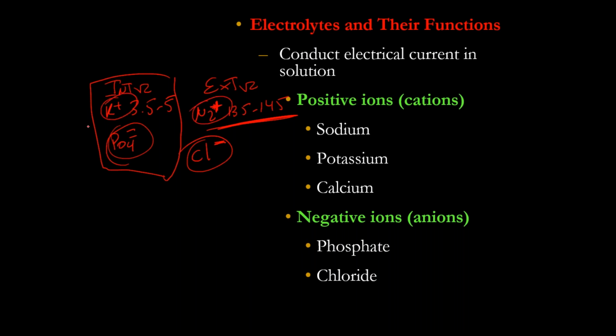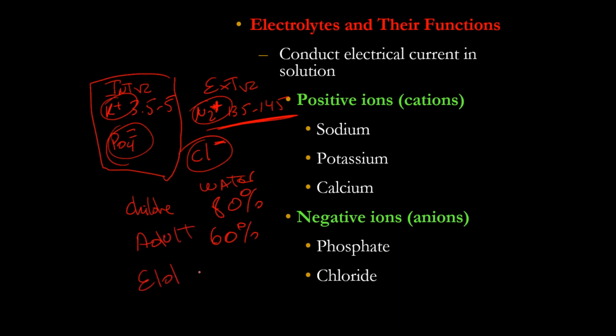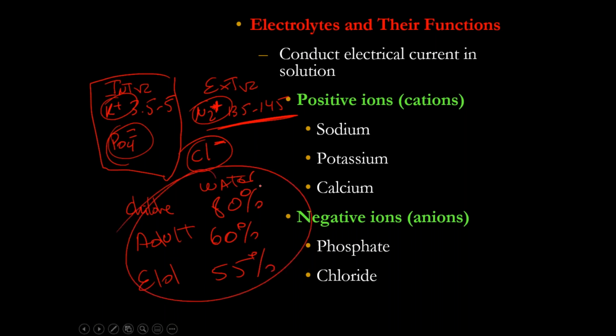Okay? Remember who is the one who has more percentage of water in your body. In children, water is going to be 80% of your weight. In adults, it's going to be 60%, and in elderly, about 55%. All right, so this is a question for the exam, so please don't forget that.